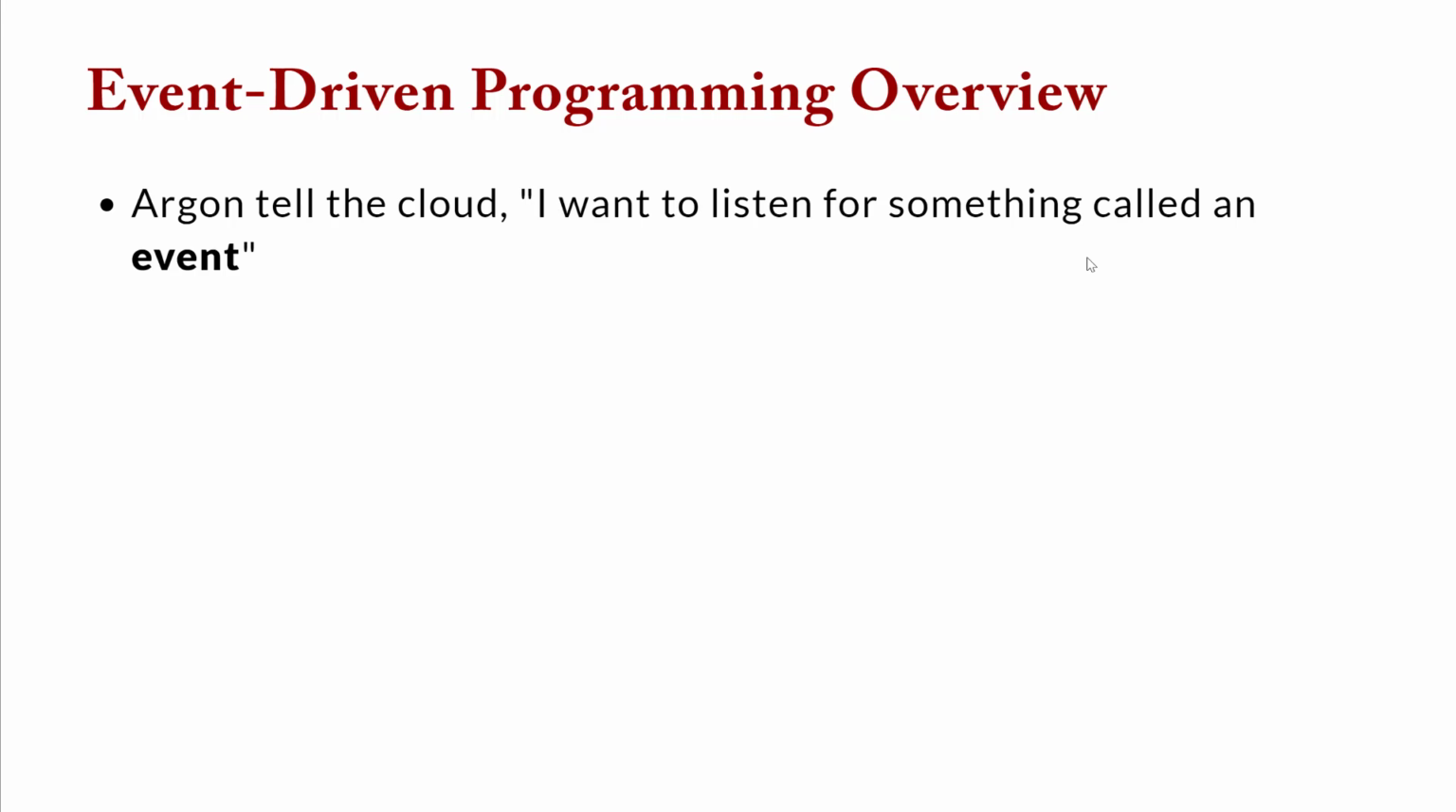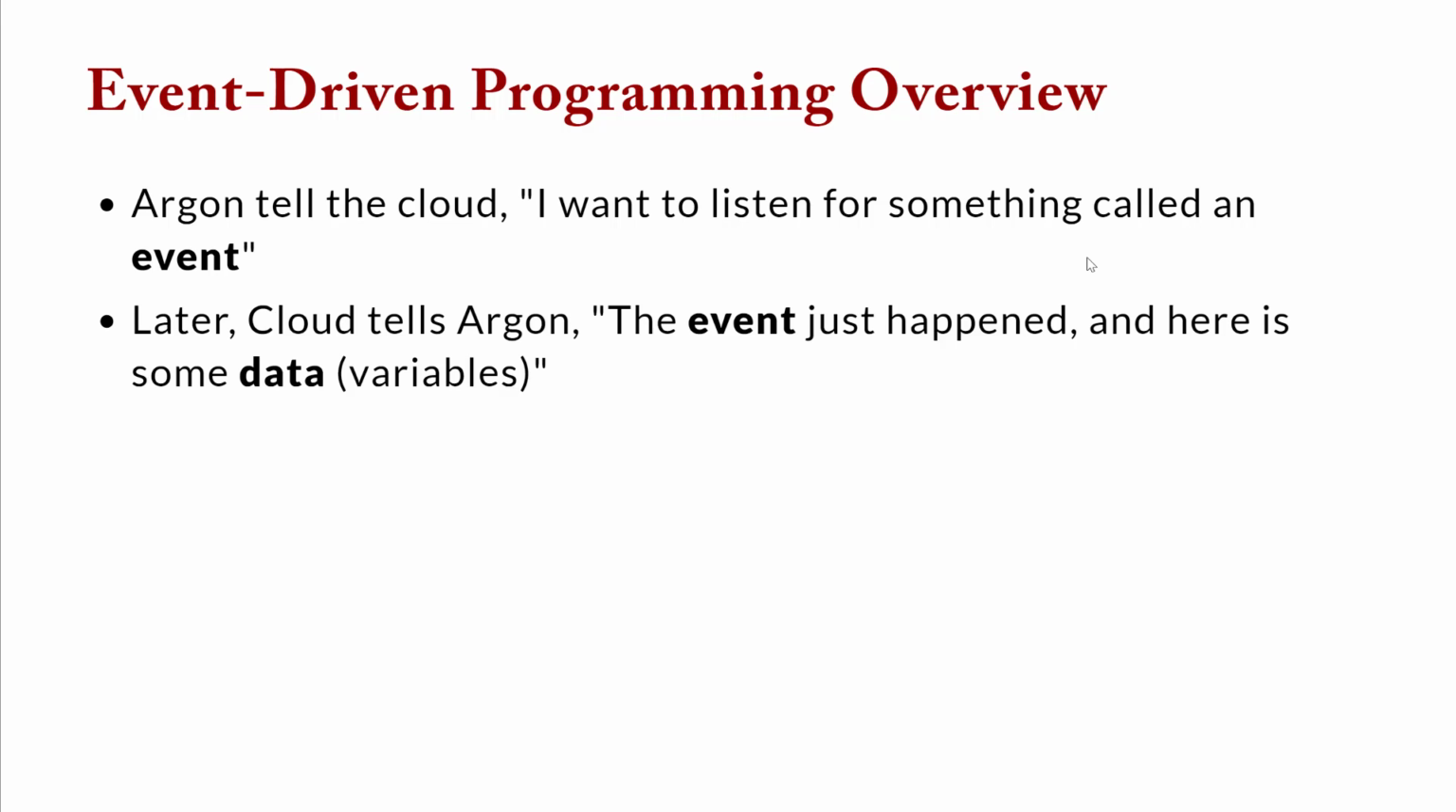So I want to try to explain this idea of event programming in a couple different ways and see which one makes most sense to you. In sort of a narrative form, you can say that the Argon says to the cloud, hey, there's this event I want to listen for. So I'd like to be notified when this event happens. At some point later in the future, could be minutes, hours, days, whatever, that event will happen. It'll get published to the cloud.